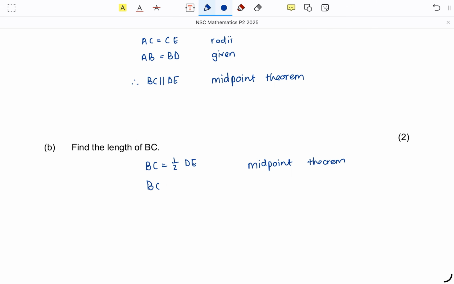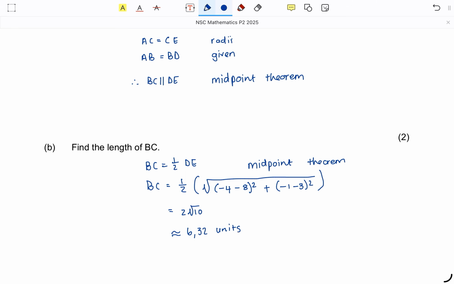And then I'm just going to substitute the distance formula for DE. We know the distance formula is the square root of x minus x squared plus y minus y squared. Then we put that entire calculation into the calculator and we get 2 times the square root of 10. And then when we round that off to 2 decimal places, we get 6,32 units.